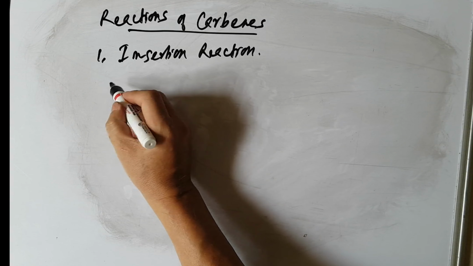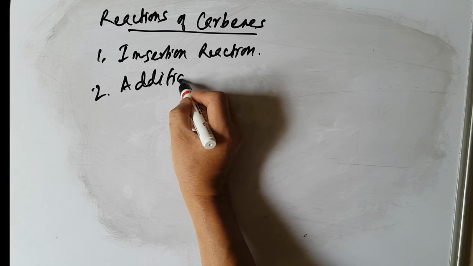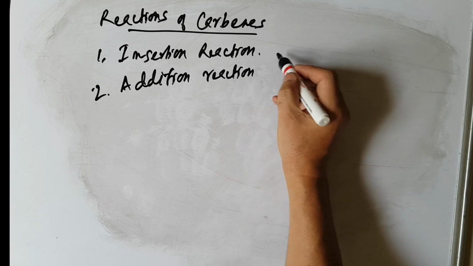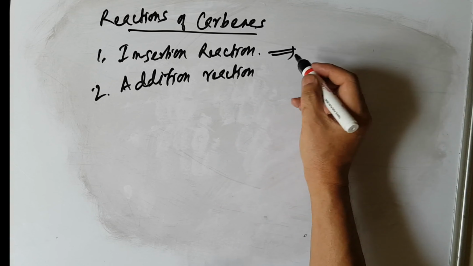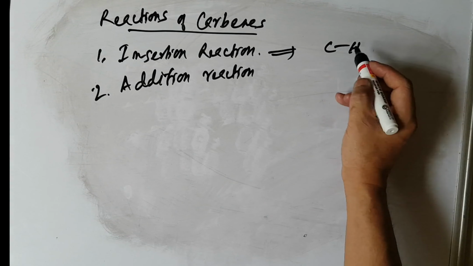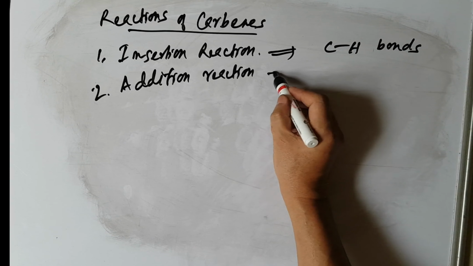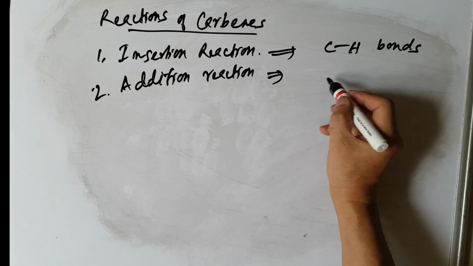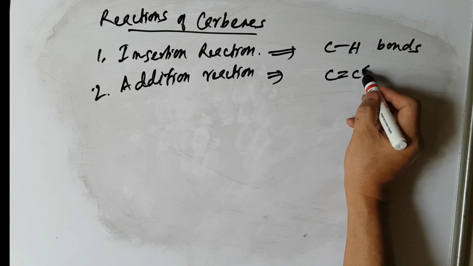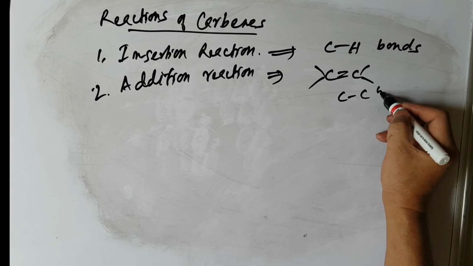That is, and the second one is addition reactions. So these two types of reactions of carbenes can take place. Here, insertion of carbenes into C-H bonds, and here, addition of carbenes to multiple bonds. You can say the olefinic bonds, the C=C double bonds.